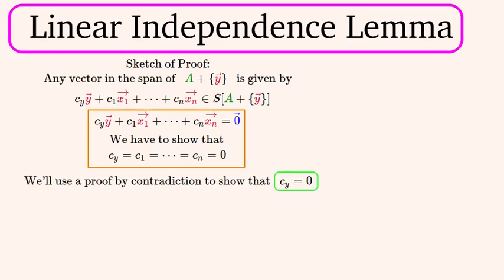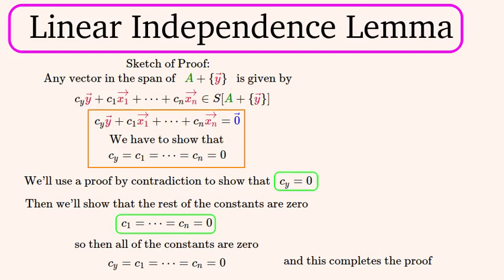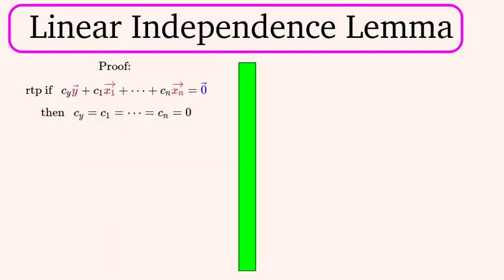So we'll start by using a proof by contradiction that this constant cy is 0. Then we'll use this to show that the other constants are 0, and therefore all of the constants are 0. So this is what we needed to show, and so this completes the proof. So let's start the proof.